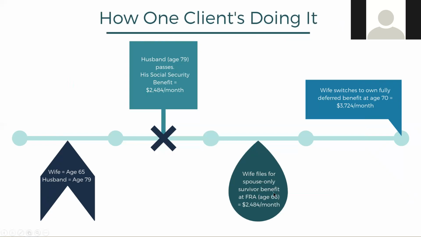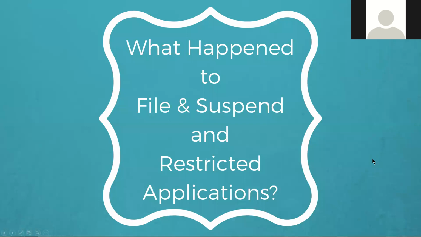And in her case, she filed just on the survivor benefit because she's still working, and her plan is to then switch to her own fully deferred benefit at age 70. So she's getting some money now while also letting her own benefits collect the delayed retirement credits, and then when she turns 70, she's going to switch. So just a pretty cool little tip to be aware of, or if you know anyone that might be eligible for it.